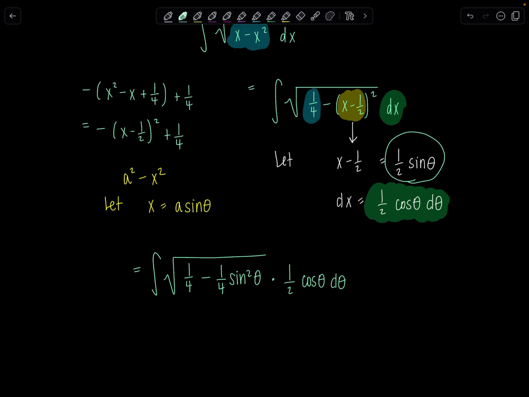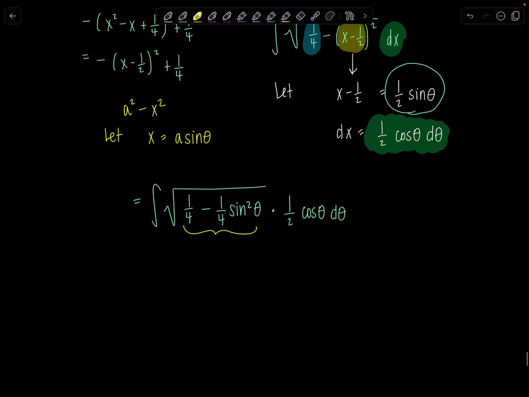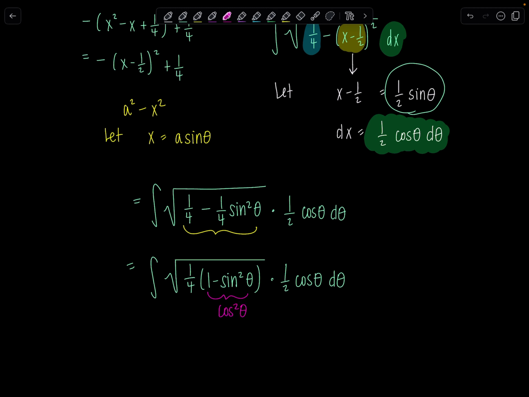Beautiful. Okay, now remember we do trig sub, that way we can use a Pythagorean identity. So let me factor out a 1/4 here, that way I can do so. So we have integral square root, this is 1/4 times 1 minus sine squared theta. And then I still have this 1/2 cosine theta, don't forget about it, d theta. Okay, 1 minus sine squared theta, we know that's cosine squared theta. Beautiful. So I have square root of 1/4, that's 1/2, times another 1/2 gives me 1/4. I'm going to put that outside my integral, guys.